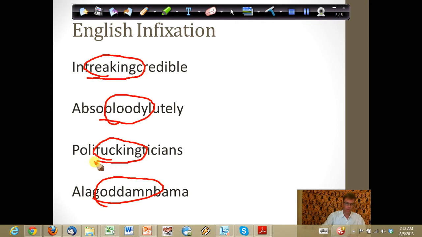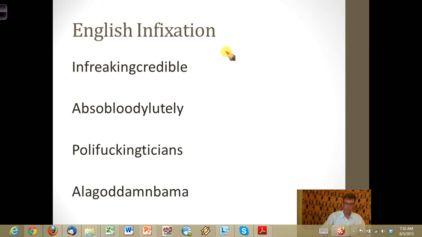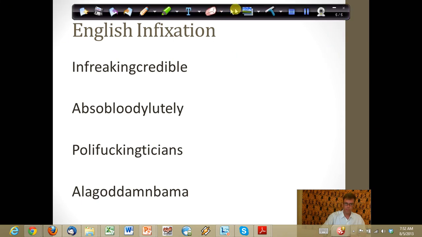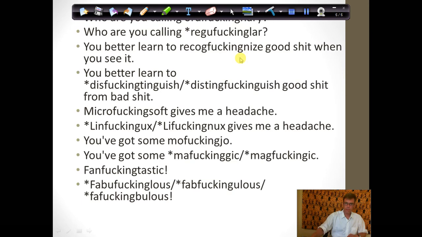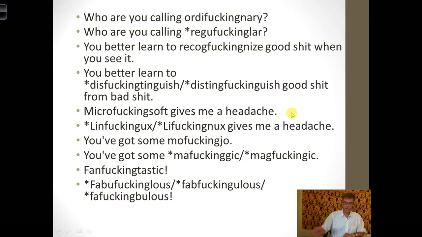Now, the one that we're going to be focusing on is fucking, but the same principles are going to apply to all of the infixes of this type in English. Now, the thing is, of course, we can't just insert a fucking in any word we feel like, right? So just any free morpheme isn't going to allow it. And so I've got some examples here.